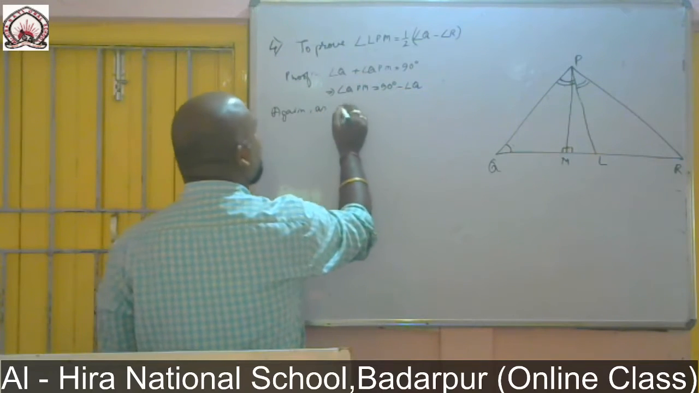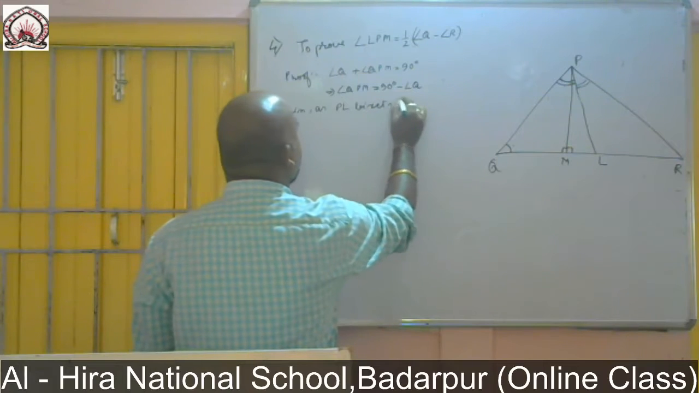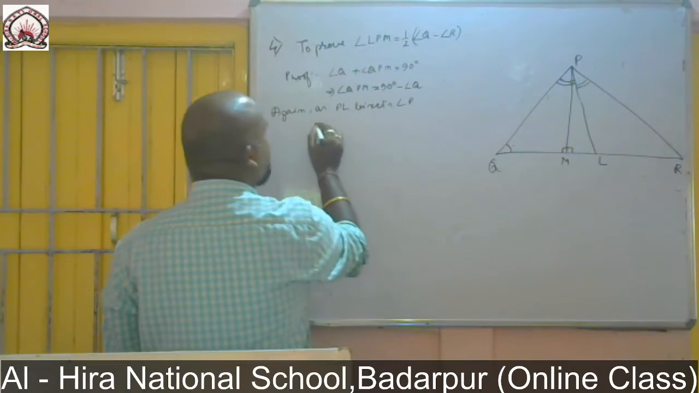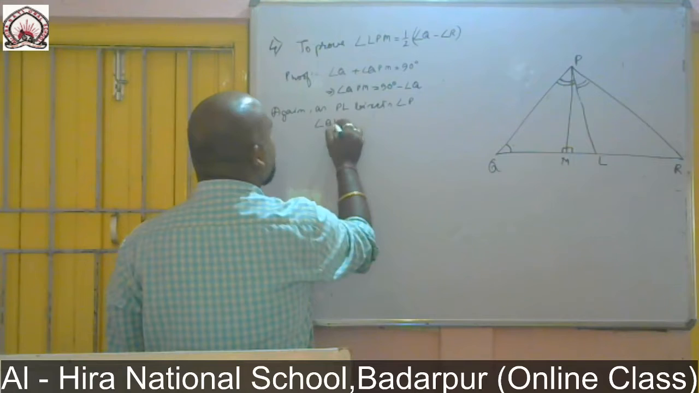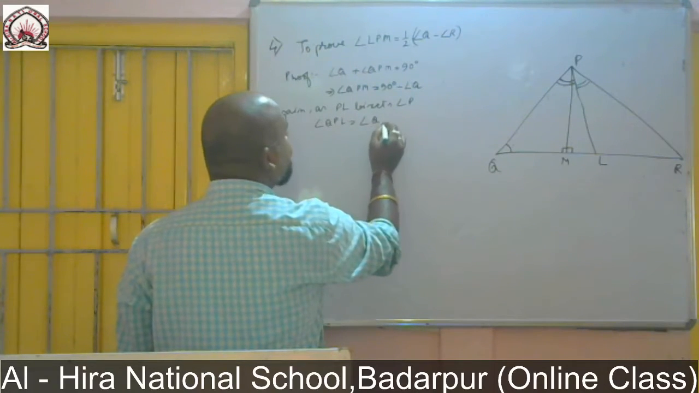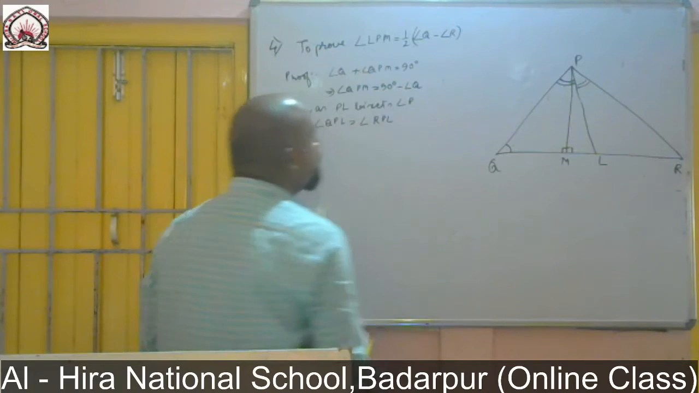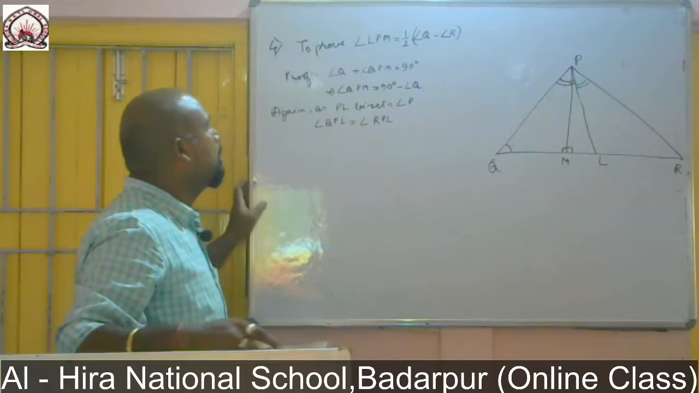Again, as PL bisects angle P, so what you can write? Angle QPL equal to angle RPL. Okay, angle RPL. Okay.